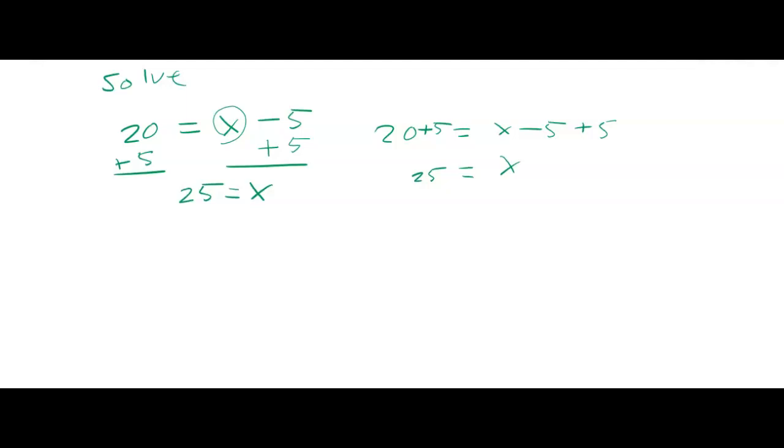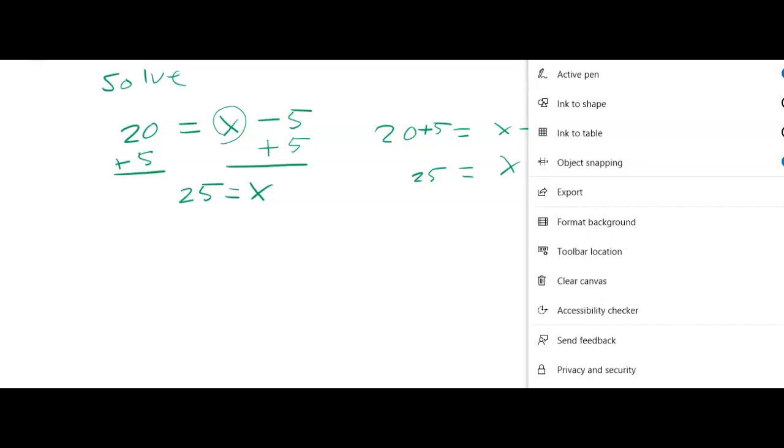Let's try another one. Now let me erase the whole board here. All right, let's try another one. 2 plus x equals 15. You want to get x by itself. Your instructions are solve. Those will be the instructions here all the time.